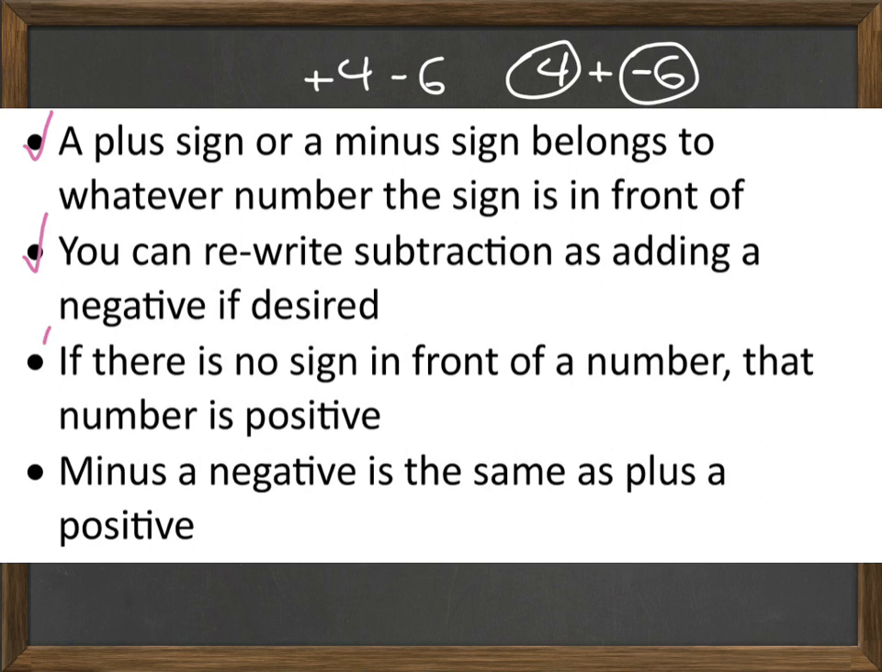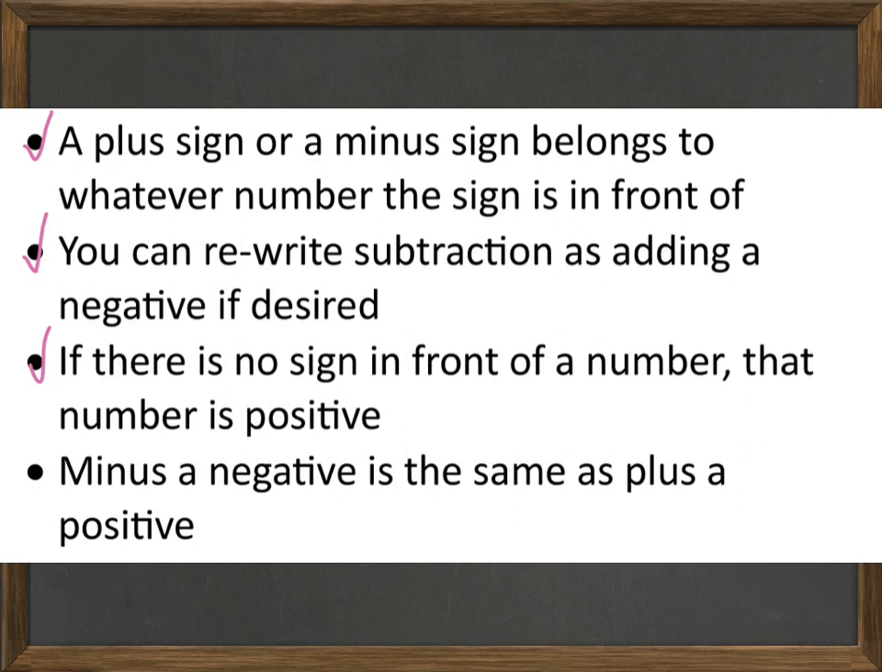We've also sort of accidentally introduced this concept that if there is no sign in front of a number, for example, when I had 4 minus 6, there is no sign in front of the 4, then the implication is that it is a positive 4. So please keep all of these ideas, these concepts in mind, because they're really going to help you understand what we're doing as we add and subtract signed numbers.